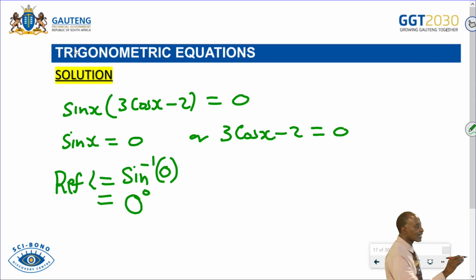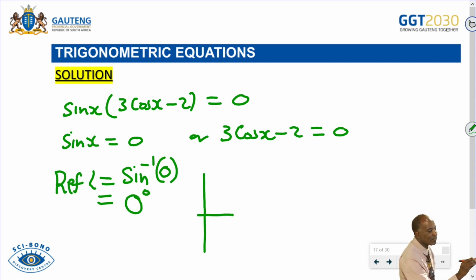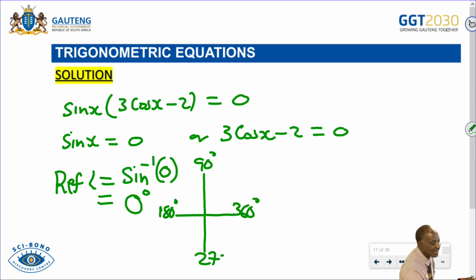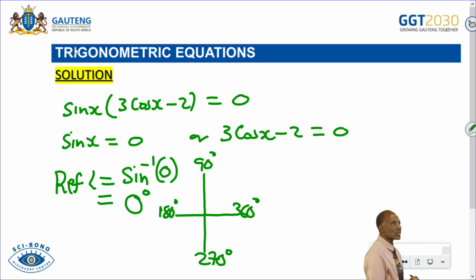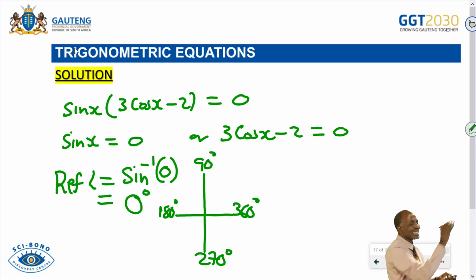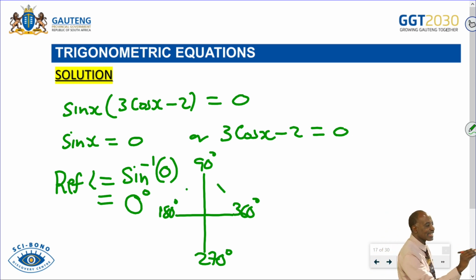That's your reference angle. Then you go to your Cartesian plane. This is 90 degrees. This is 180 degrees. This is 360 degrees, and this is 270 degrees. Then you say to yourself, okay, where is sine positive? We'll treat that 0 as a positive. Our reference angle is 0. So sine is positive here and there. We're actually on the margins. So our reference angle is 0.